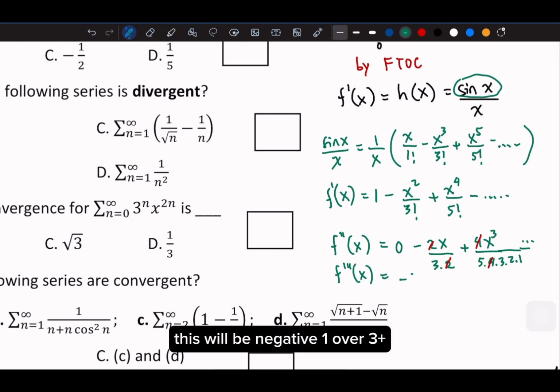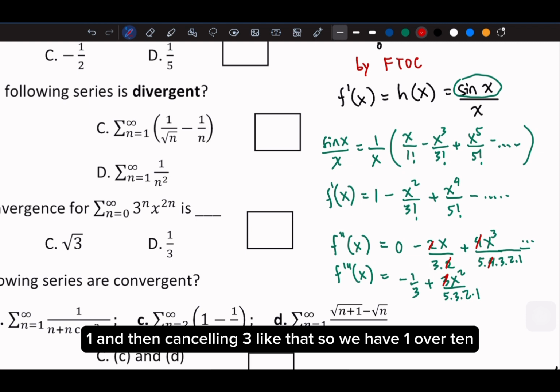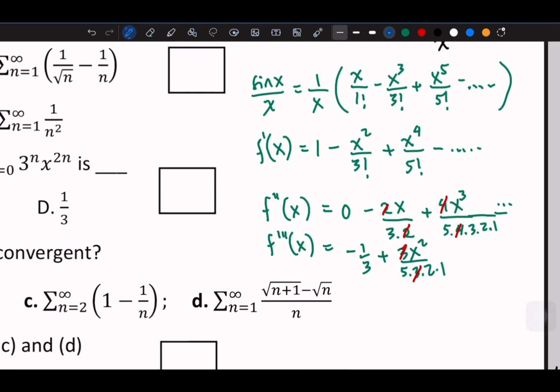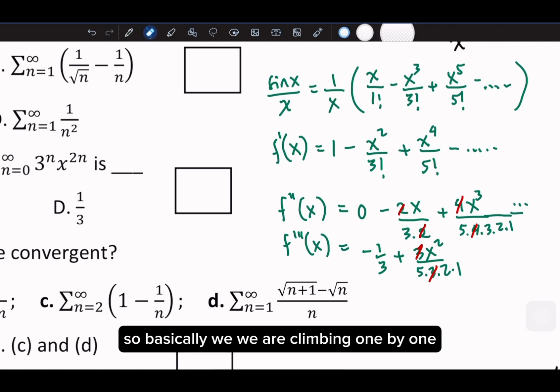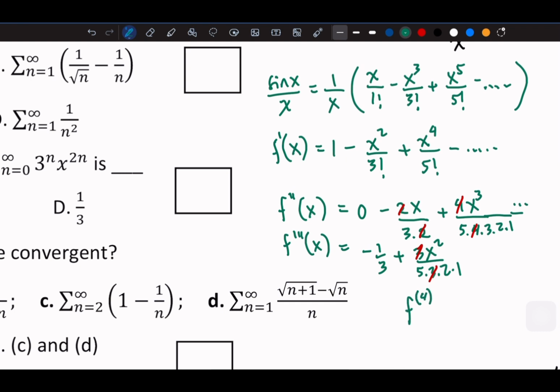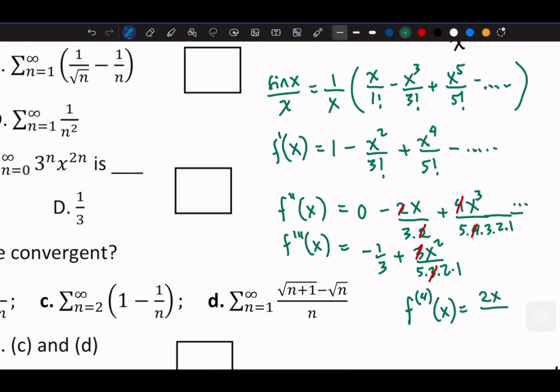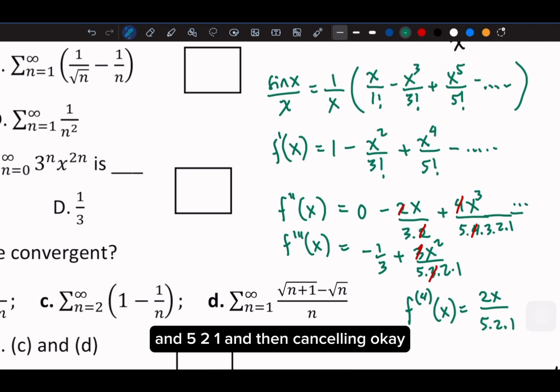This will be negative 1 over 3 plus this will be 3x squared. But we have now 5, 3, 2, 1, and then canceling 3 like that. So we have 1 over 10. So basically we are climbing 1 by 1. And then we take the 4. They become 0. This will become 2x and 5, 2, 1, and then canceling.